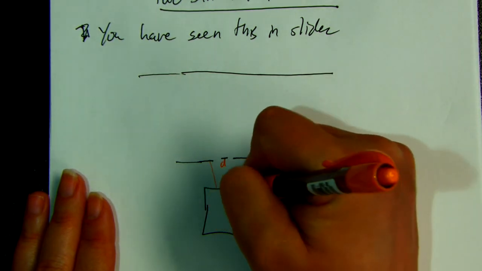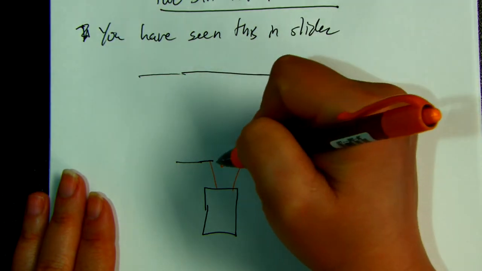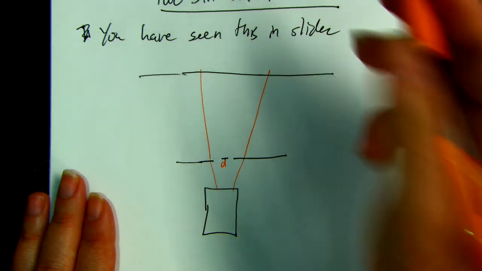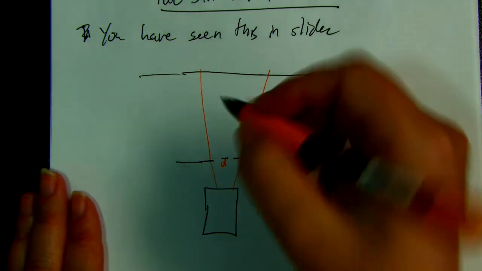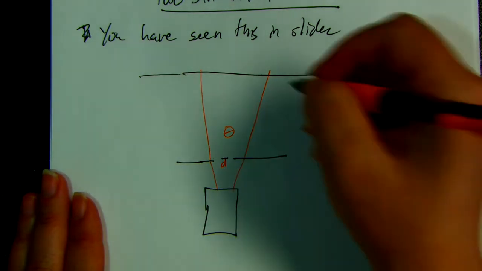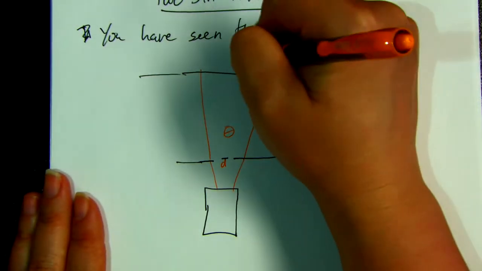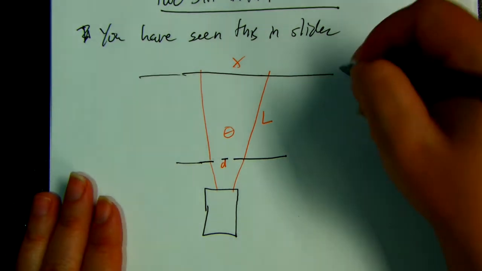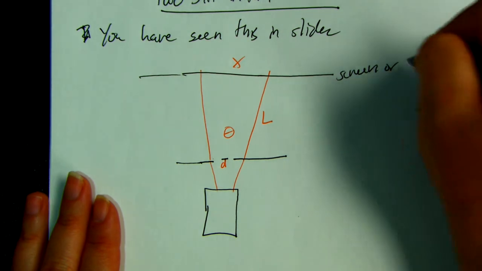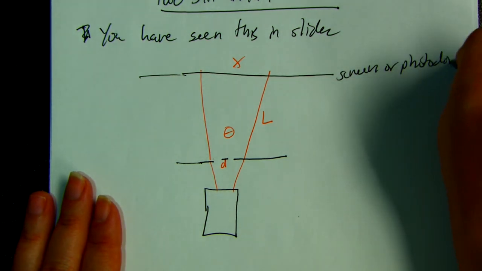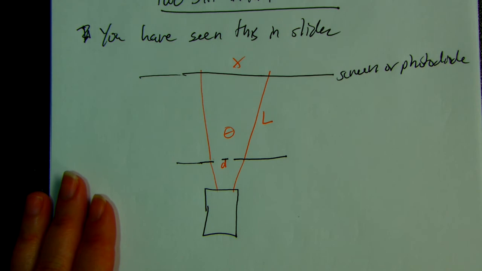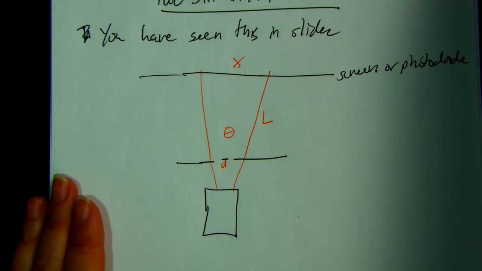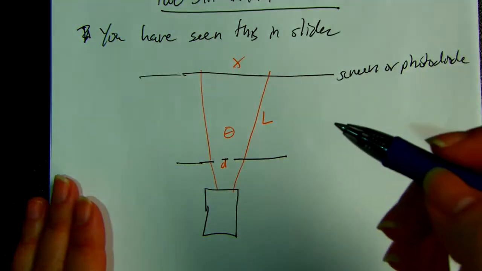You've got your coherent light source. I have way exaggerated this. And you're going to get this kind of cone. And so you'll have an angle theta here, some length L, and then some spacing X. So, and this would be a screen or photodiode or some sort of detector, maybe a CCD camera, I don't know. And you'll have your light.